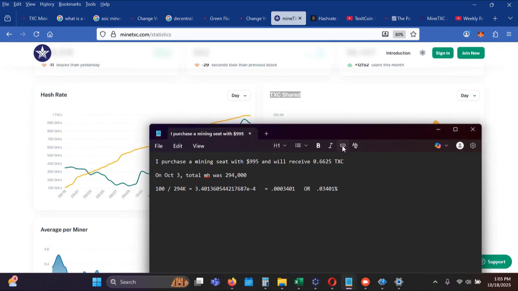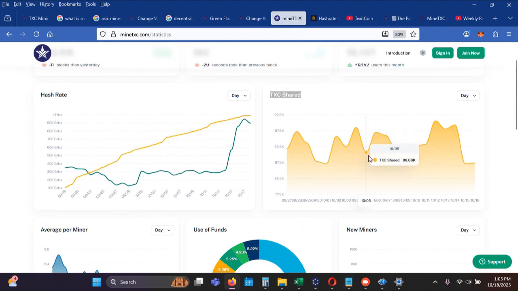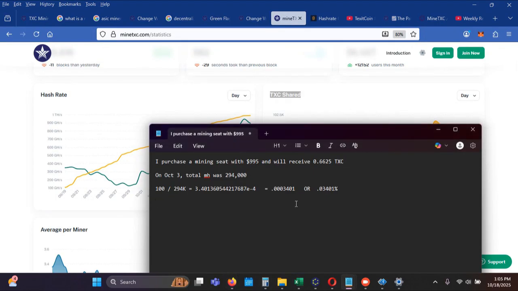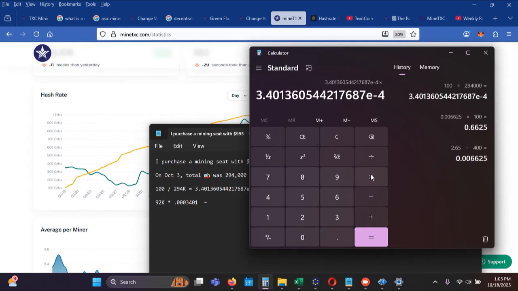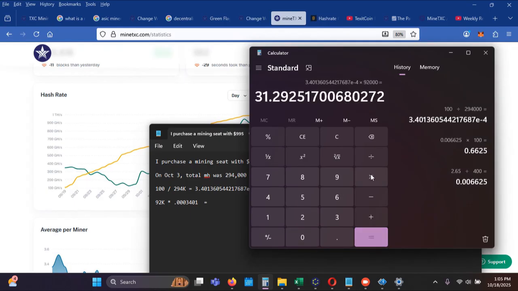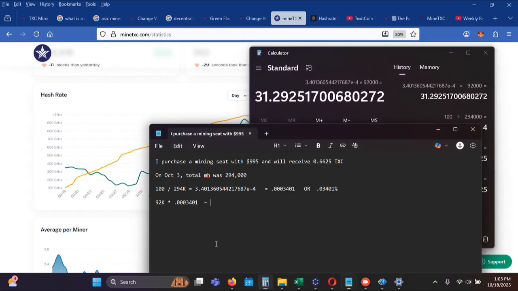So if we multiply that 92,000, we'll just say 92 times this amount here, which is the percentage that we as an investor, a new investor just came in, we will multiply that times 92,000. Now, based on what I'm seeing, my payout for that day should have been 31 TexitCoin.